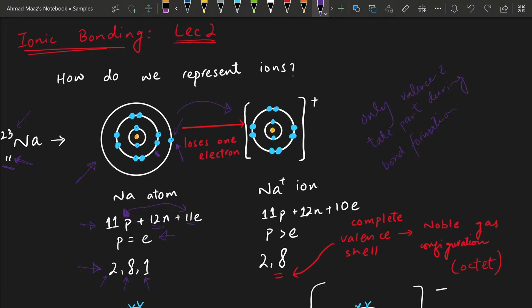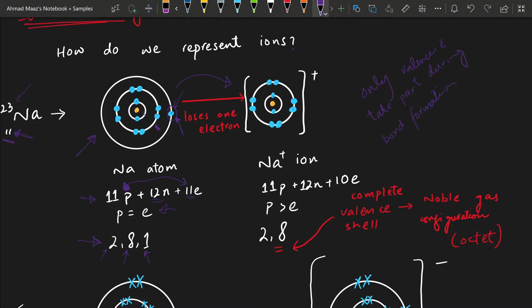So when this electron is out, sodium is now left with these 2 shells, which are shown over here. The first shell contains 2 electrons, the second shell contains 1, 2, 3, 4, 5, 6, 7, 8. The octet is complete, sodium is happy. But there is one thing: because this electron is lost, the number of electrons has become 10. Initially there were 11 electrons. Now, because 1 electron is lost, the number of electrons is 10.